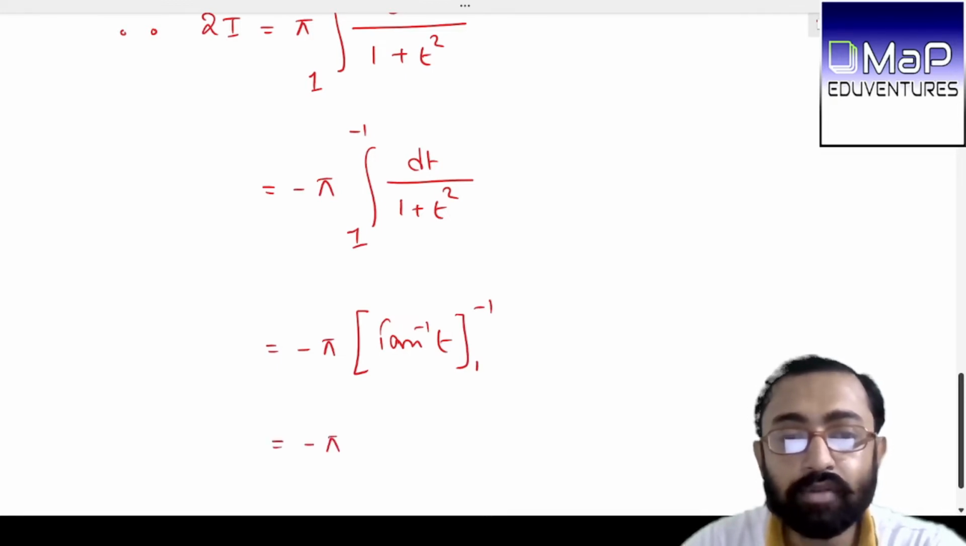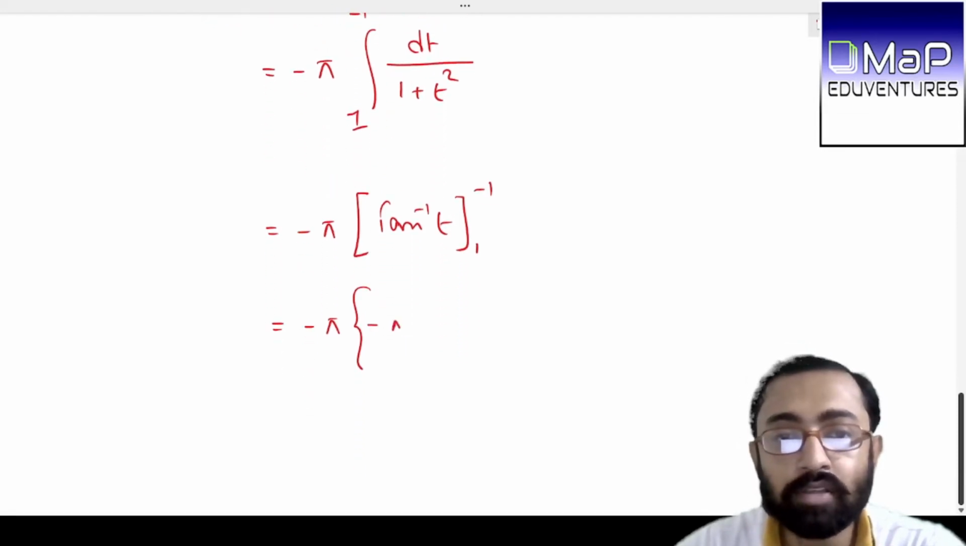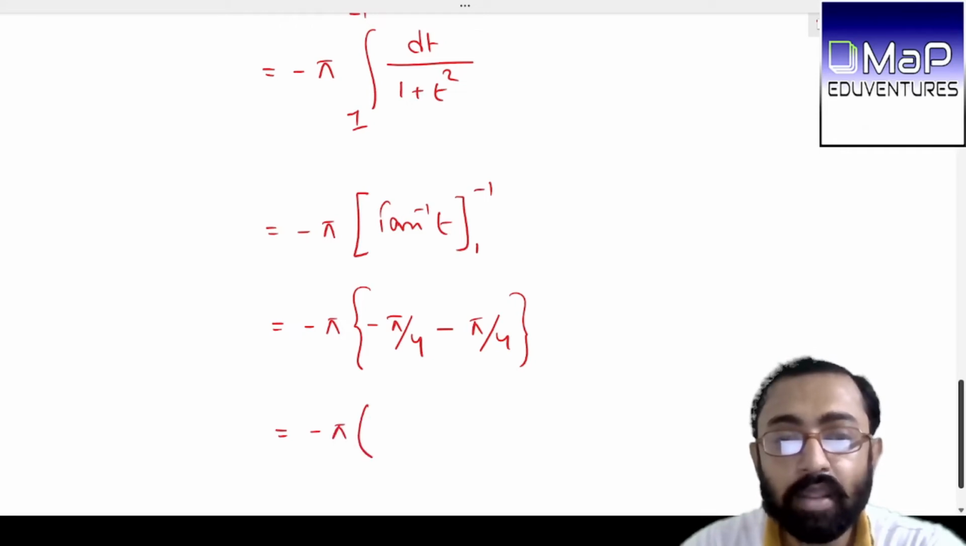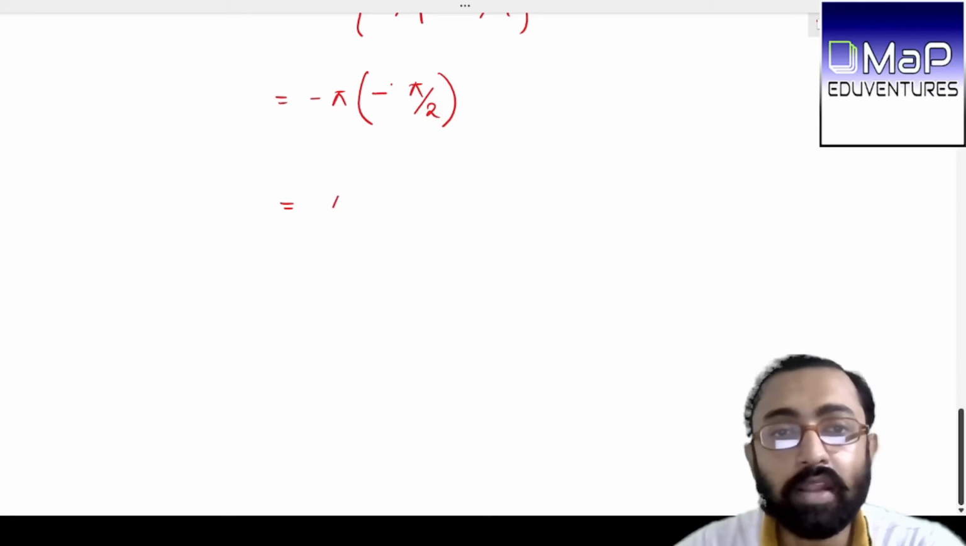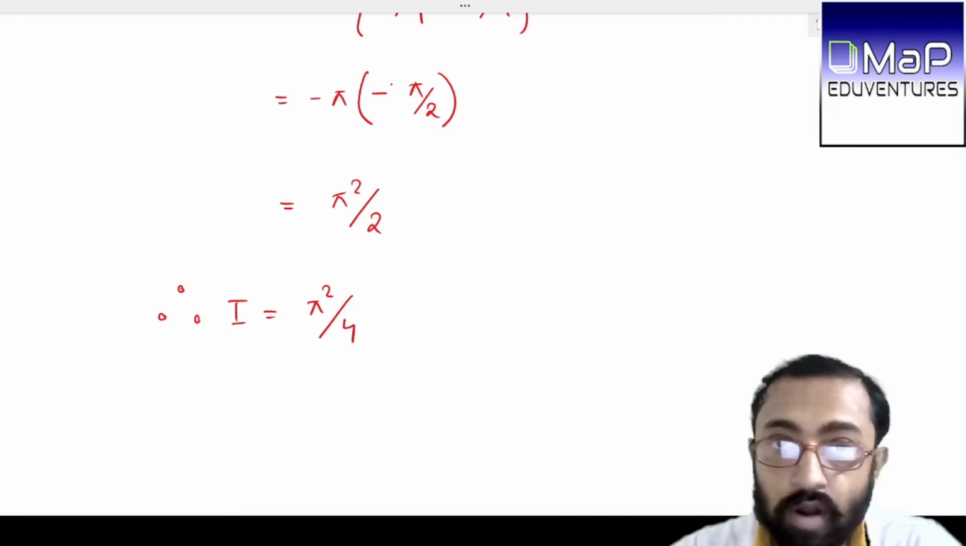If you put the upper and lower limit, you will have how much? Minus pi by 4 minus of pi by 4. Okay, but so finally we have how much? We will get minus pi into minus pi by 2. That means we will get here pi square by 2. Therefore, I is equals to pi square by 4. So this is our final result.